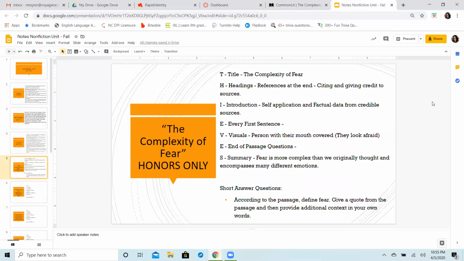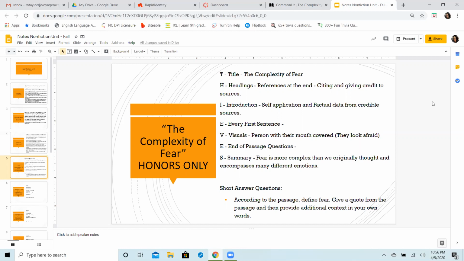So, in terms of headings, the article doesn't really use headings, except for at the end, there's a title called References. These references you'll see with most nonfiction works that we read. You're going to see references of some sort, whether it be a bibliography page, a works cited page, footnotes, whatever the case may be. And this is citing and giving credit to sources. Extremely important because factual data and information must be cited, as we've learned and studied throughout the semester. So our nonfiction articles do give credit where credit is due.